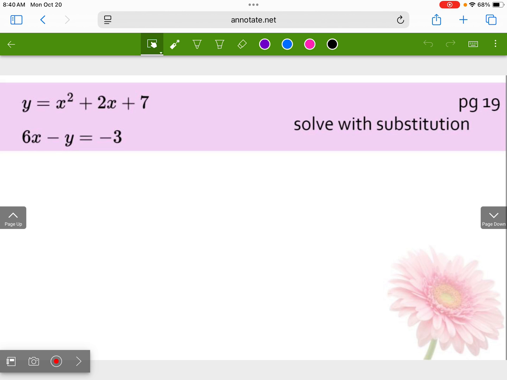Here we have our y equals x squared plus 2x plus 7, totally fine. We also have 6x minus y equals -3. We want to be able to solve this with substitution. Now I absolutely could. Right here goes, I have a y equals and substitute it in. But I really don't want to have to deal with a minus and all of this. So what I'm going to do is take this equation here and switch it into slope-intercept form so that I don't have to substitute something into a -y.